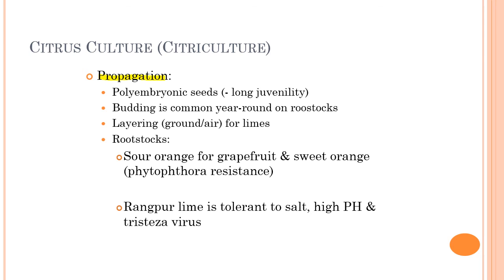How do you propagate citrus? We usually use seeds, but the problem is longevity. That means there's no fruit for a long time. And the seeds are polyembryonic. That means they become true to type. They will grow like the mother plant. Other methods of propagation include vegetative propagation, like budding, layering, and cutting. They all work fine. We can also graft citrus.